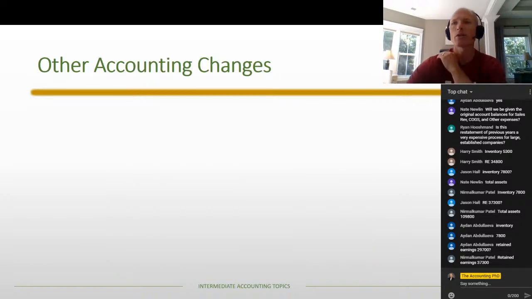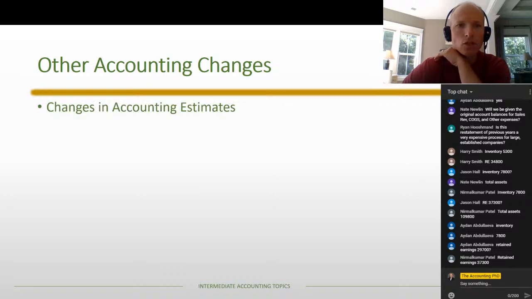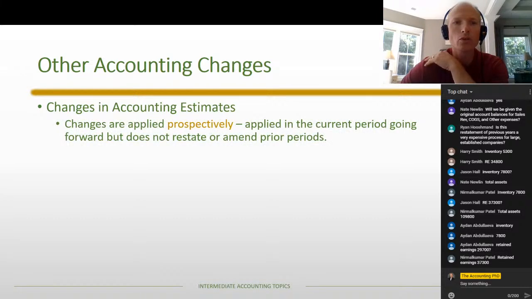All right, let's talk about some of the other accounting changes. So let's talk about changes in accounting estimates. Changing the useful life on a depreciable asset is a classic example. Those changes are applied prospectively, which means you just apply the change going forward. You don't restate or amend anything prior, and you don't accumulate the change in income. You basically just recalculate depreciation expense and apply that going forward. That's a fairly simple change.